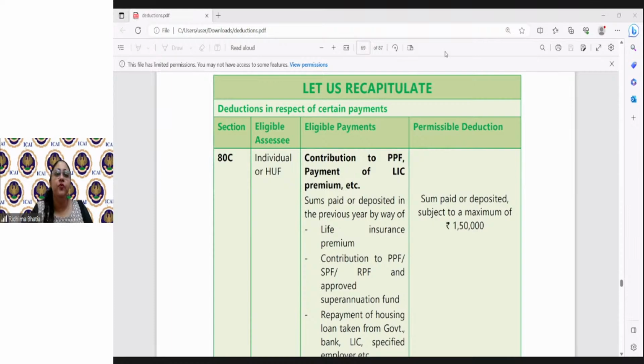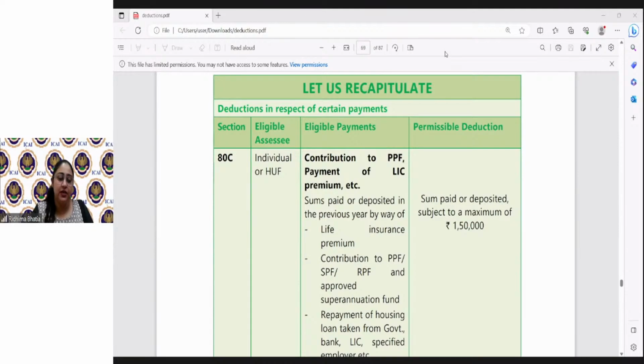The previous class was all about first making a concept and understanding what deductions actually are, how they are different from exemption, and what the limitations of deductions are. You cannot have deductions more than the gross total income. Deductions cannot lead to loss of the total income. Deductions cannot be claimed from special rates income. Yes, deductions are there, but they are under chapter 6A.